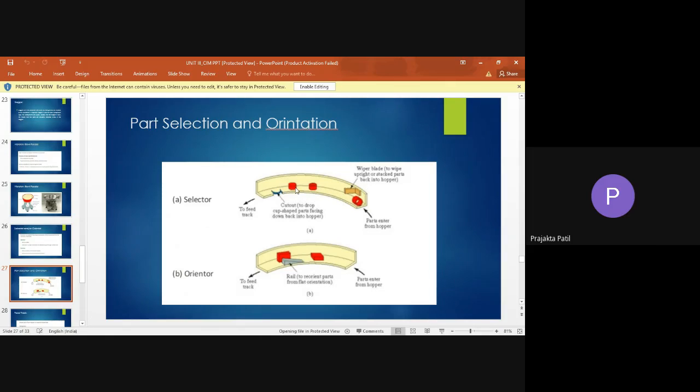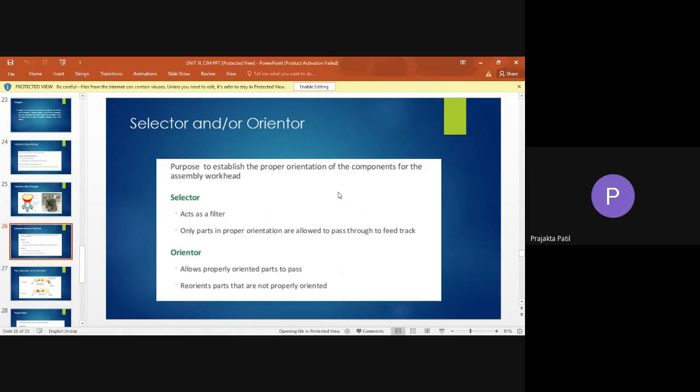Suppose these are circular, something like a nut. If they satisfy the condition, they will be moved ahead. Suppose this is not a complete circular component, and it has a cut in between. As it comes here, it will fall down from here. The one which is complete will move ahead to the feed track. So this selector is basically acting as a filter. Only parts in proper orientation are allowed to pass through to the feed track.